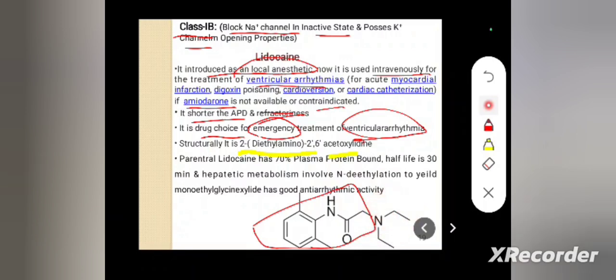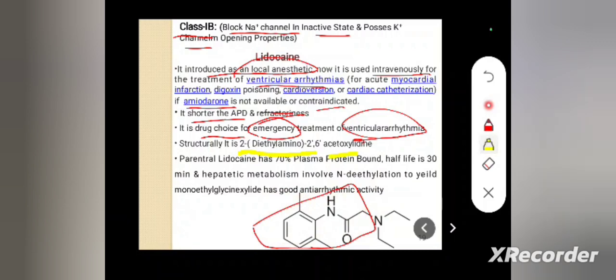and the terminal amine group allows lidocaine to interact with sodium channels in its charged form. So these are the structurally important functional groups to show the antiarrhythmic activity.